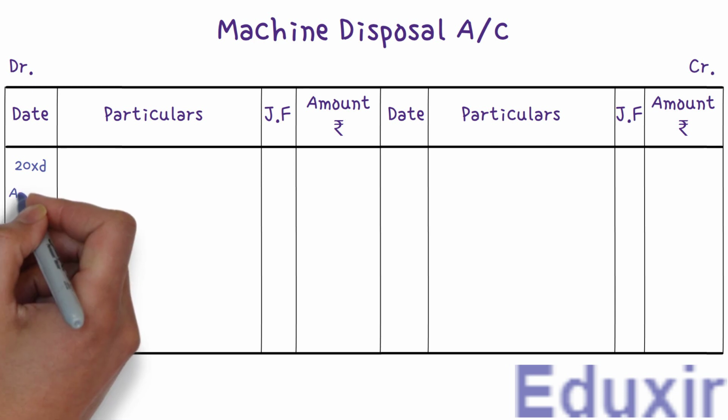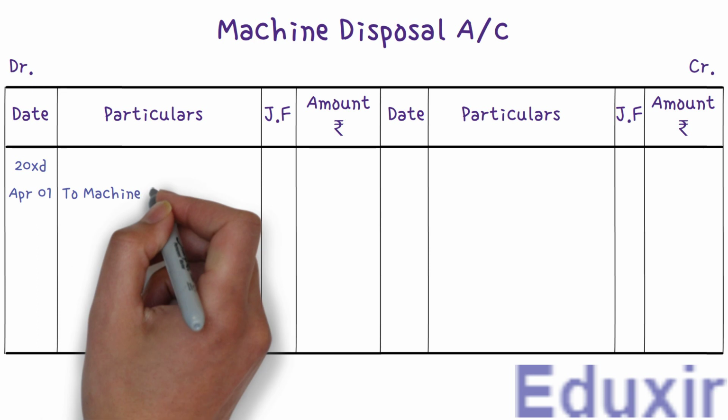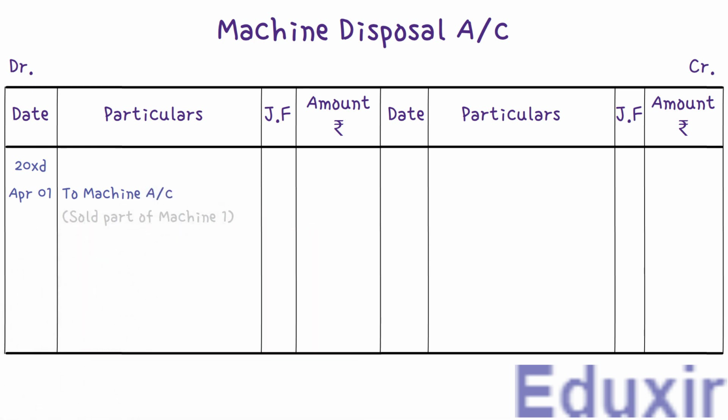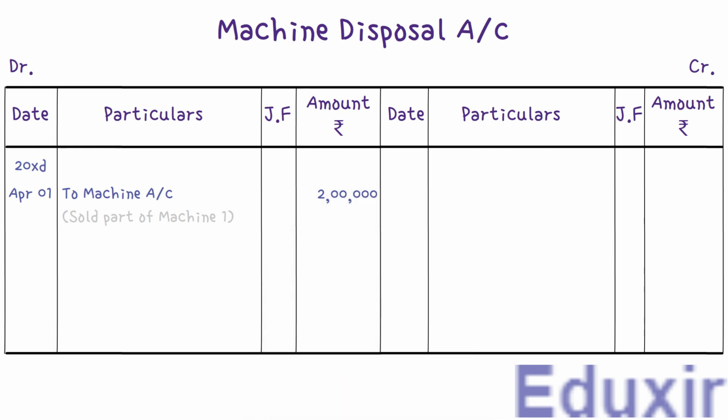Let us then write the date. Let us then write machine account for the sold out part of the machine in the particulars column. Let us then write 2 lakh rupees in the amount column. With that, we have completed the posting of the debit entry for the transaction related to the transfer of the sold out machine from the machine account to the machine disposal account.